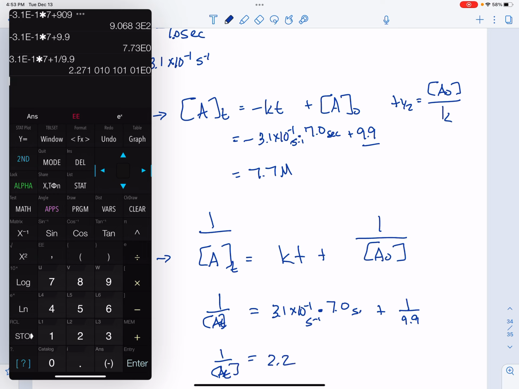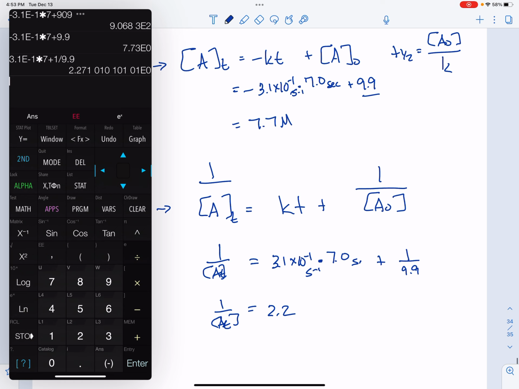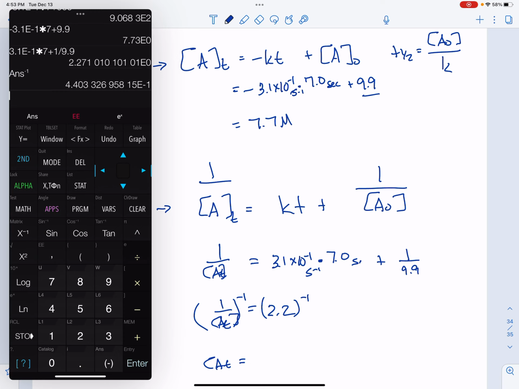Now, here's the thing. You haven't actually solved for A of t. You've solved for 1 over A of t. See the difference? You need to solve for A of t, and the easiest way to do it is just to take the inverse of both sides, so that to the minus 1 and that to the minus 1, and that gives you A of t. So that number, and a lot of calculators have the inverse key, so that means that that value is really 4 molarity.